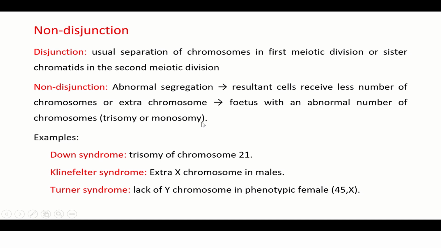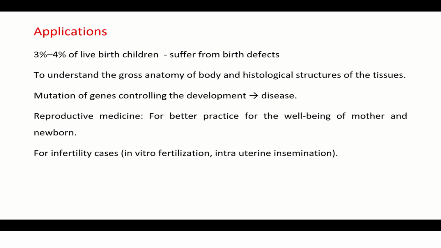So that is why we study embryology. Whatever goes wrong in development is due to some kind of chromosomal or genetic abnormality. If you observe, 3 to 4% of live births suffer from birth defects like cleft lip, ventricular septal defect, atrial septal defect, and cleft palate. To understand the gross anatomy of the body, that means how the adult structure of the heart, lung, face, and eye has been formed, and the histological structures of tissues, we need to understand embryology, from which cell lineage they develop.